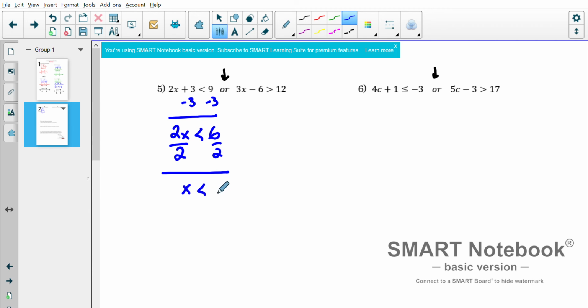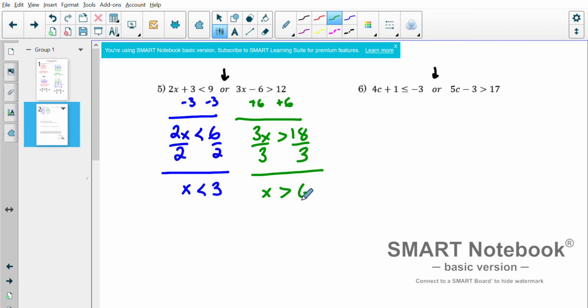x is less than 3. That's one of our solutions. Now we do the other side. Add 6. 3x is greater than 18. Divide by 3, and x is greater than 6.